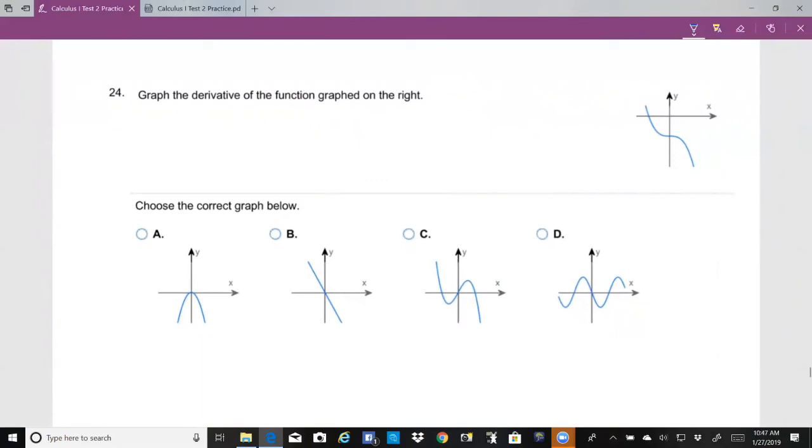Number 24, we want to graph the derivative of the function, which is graphed at the right. Notice that we want to take the derivative of y here. We don't have any numbers, but we can figure out which one of these is the real derivative by just looking at what the slope of the tangent line would look like. At x equals 0, the slope is 0.